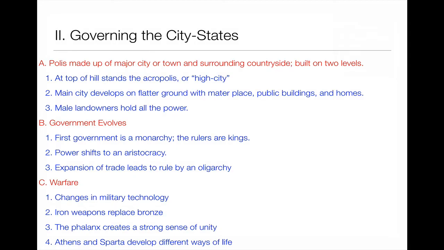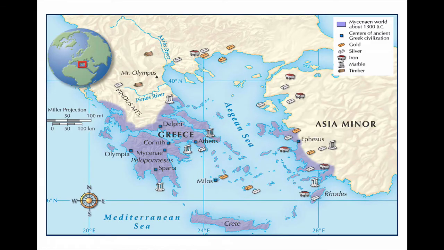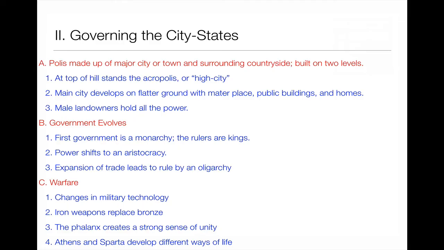All right. So governing the city-state. City-state was the number one form of government at this time. So instead of having the country of Greece, we have independent little pockets of city-states. So each one, as we see on this map here, so Delphi, Corinth, Olympia, Sparta, Athens, Milos. All right, those are all independent city-states. Consider them all little independent nations.